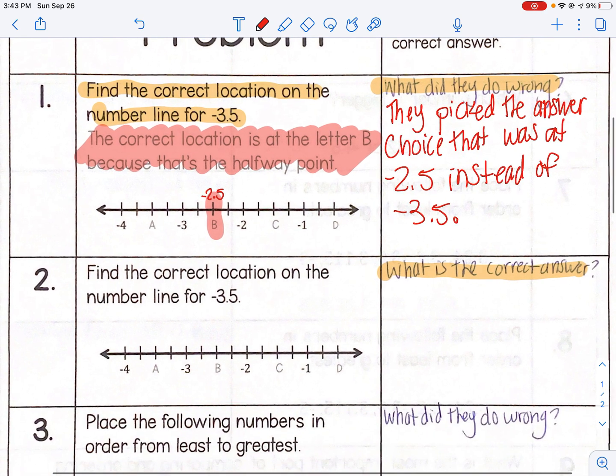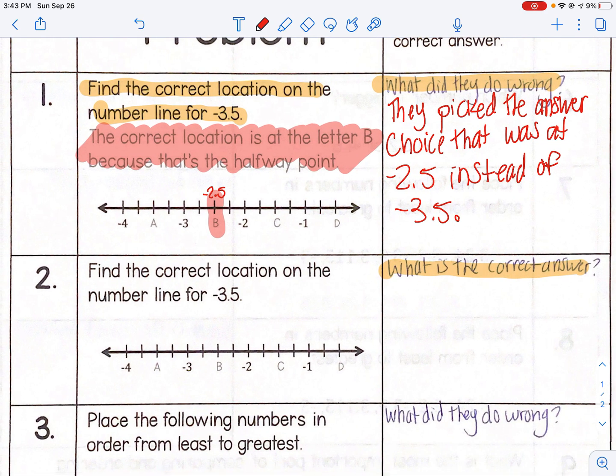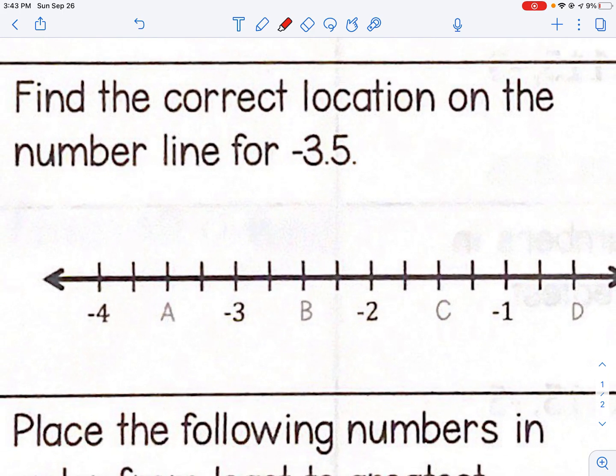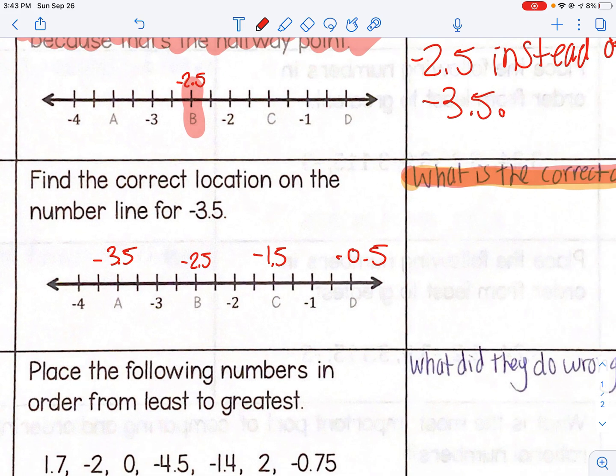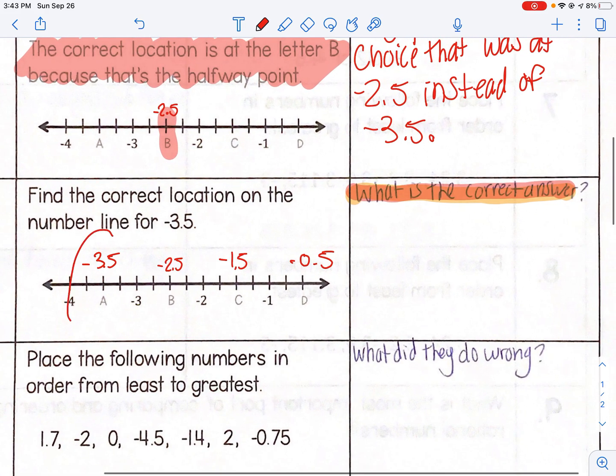Okay, then on number 2, it's the same problem, remember, but this time it wants to know what is the correct answer. Okay, so I'm going to look at my number line. I know this one's negative 2.5. This one is negative 1.5. This is negative 0.5, and this one is negative 3.5. So that means the correct answer would be A.